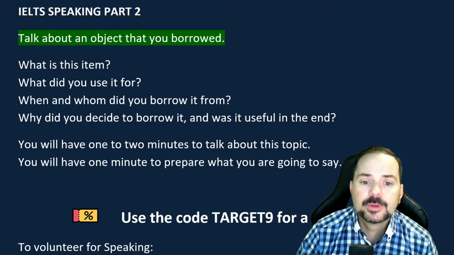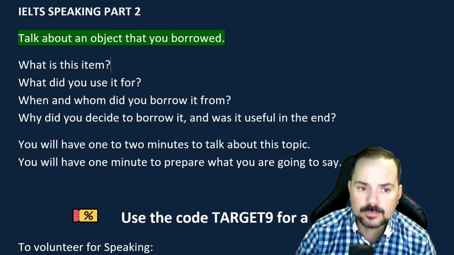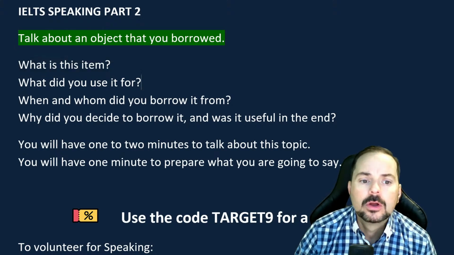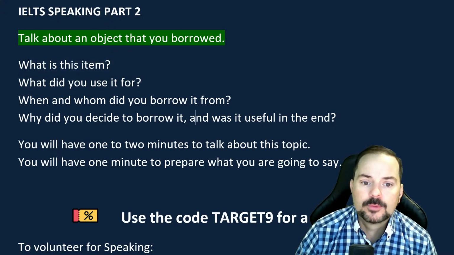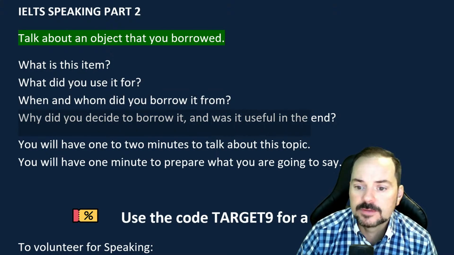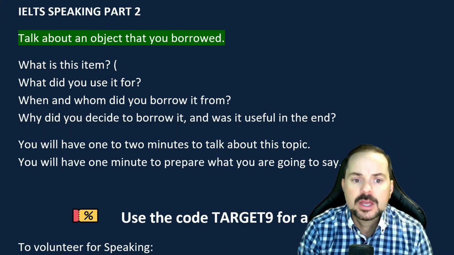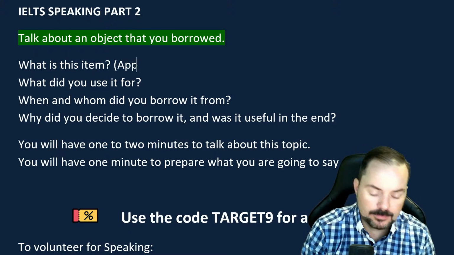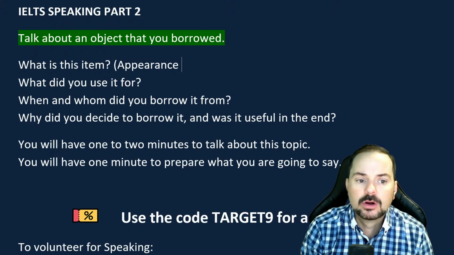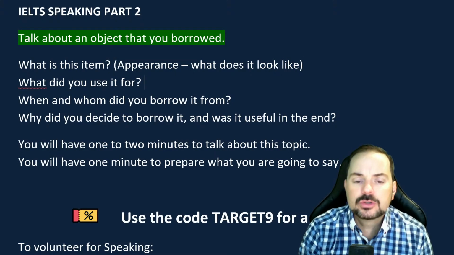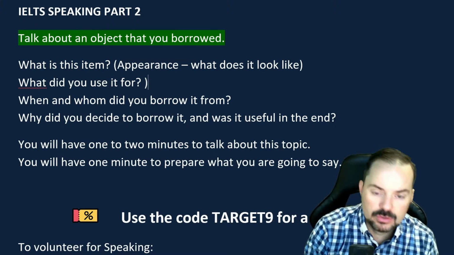All right, so first step, read the question nice and fast. Talk about an object that you borrowed. What is this item? What did you use it for? When and whom did you borrow it from? Why did you decide to borrow it, and was it useful in the end? So if you kind of pay attention to it, this is the appearance, right? Okay, so what is the item? What does it look like? Okay. What did you use it for is kind of the utility or the usefulness.